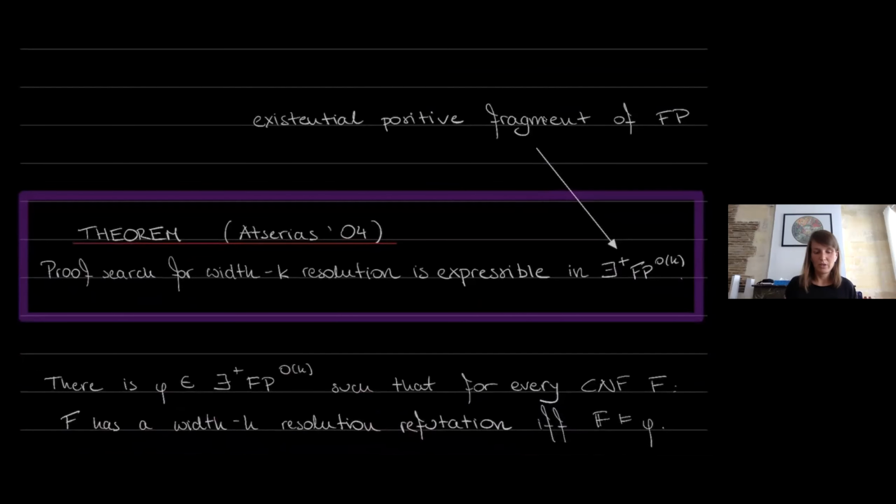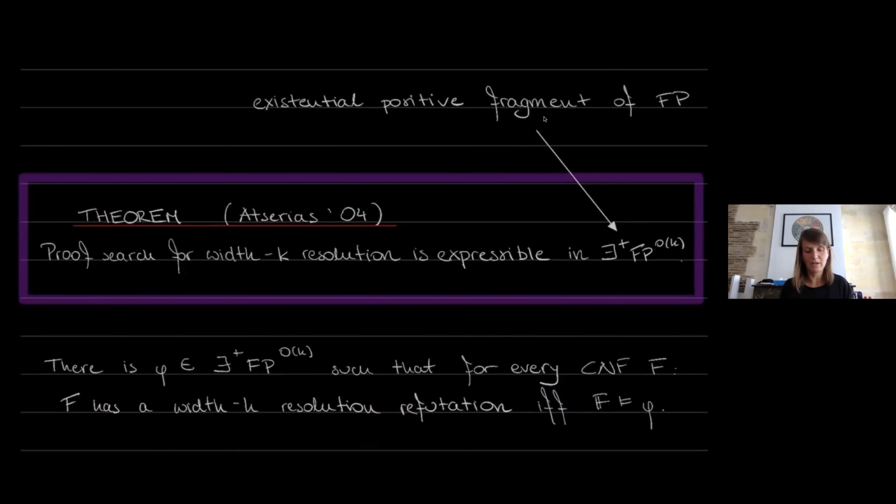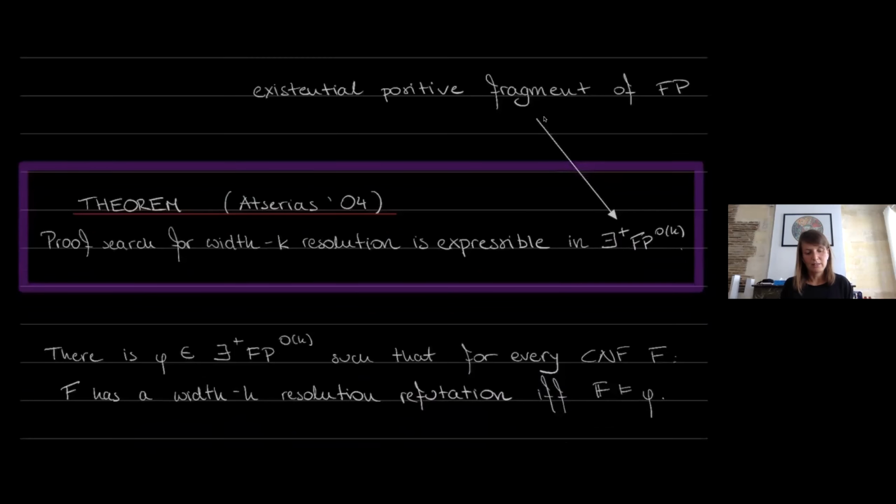The relationship between resolution and logic was, I think, first studied by Albert in 2004. He showed, not exactly, but almost, that the proof search for width K resolution is expressible in the existential positive fragment of fixed point logic using O of K variables. I think by now you already know this.